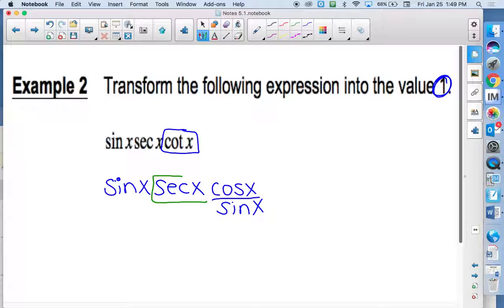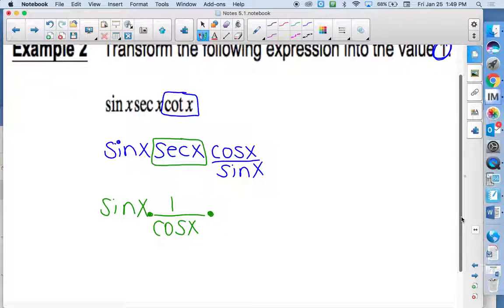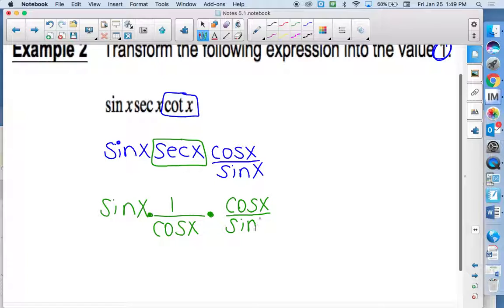The secant can be changed to 1 over the cosine. And all these are still being multiplied, so if it makes you feel better to put a multiplication symbol in there, you can. It's still multiplication just because we're changing the identity, or replacing the identity. And if you like seeing the sine as a fraction, feel free to make that as a fraction as well.